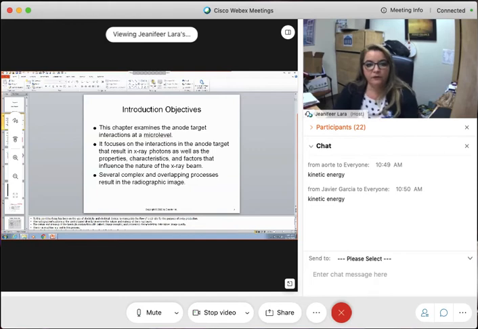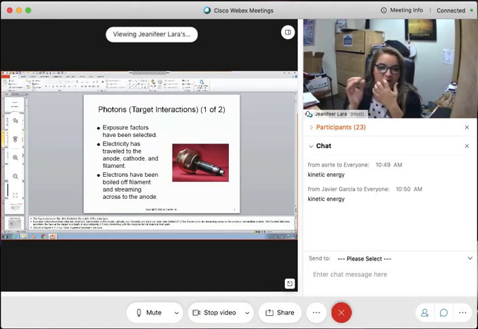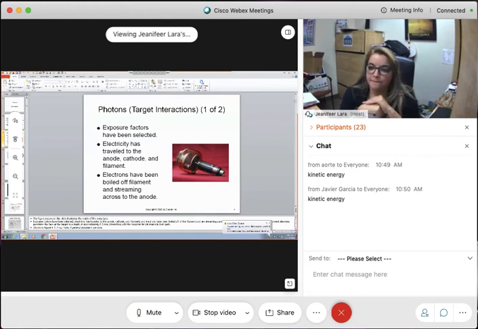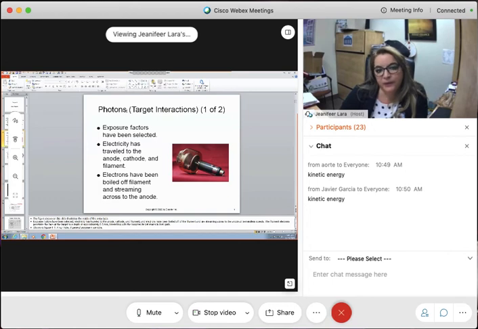Okay. Can everyone see my slide? Yep. So, when we're thinking about photons, the word photons means what, Amy? X-ray. So when we're thinking about creating photons or creating X-rays, we know that this is the X-ray tube, and this tube has all the components that we need in order to create X-rays, with the application of a stator on the outside, so that we can rotate that anode disk, and we need electricity. So we know that electricity has traveled to the anode, cathode, and filament. We know why electricity has traveled to these parts, correct?